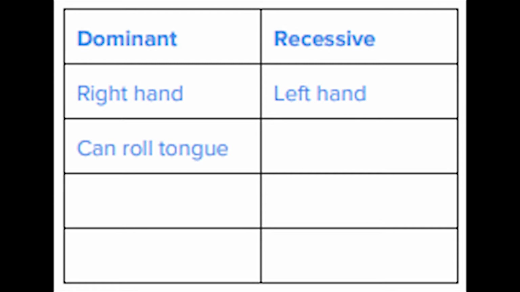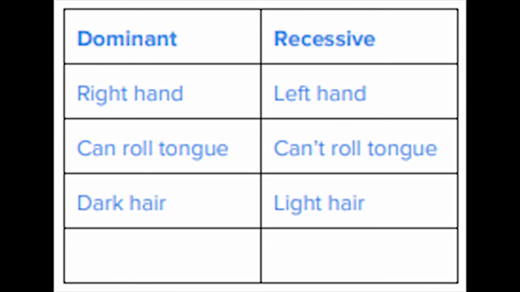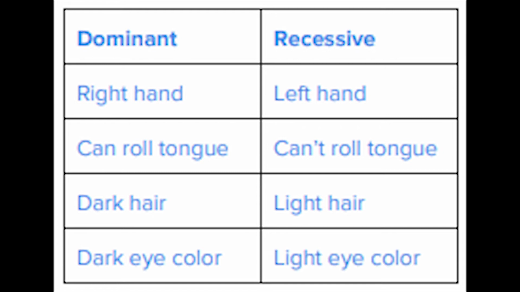Being able to roll your tongue is dominant, while not being able to roll your tongue is recessive. Having dark hair is dominant, while having light hair is recessive. And having a dark eye color is dominant, while having a light eye color is recessive.